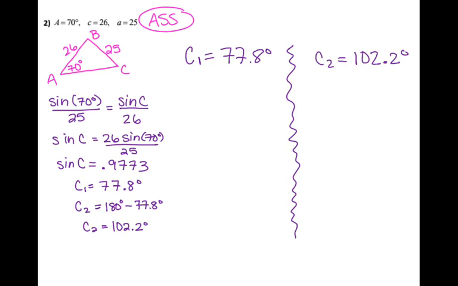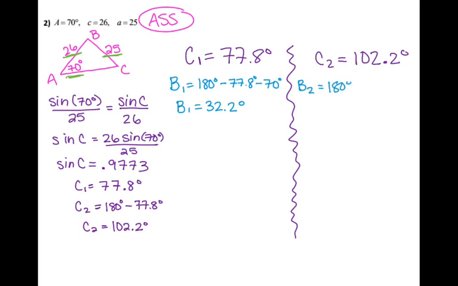For both of those triangles, I still have the three pieces of information that I had to start: angle A, side A, and side C. The other things I need to find for both of these triangles are angle B and side B. So I'm going to find B1. B1 is going to be 180 minus 77.8 minus 70 degrees, since I know angle A is 70 degrees. That gives me 32.2 degrees.